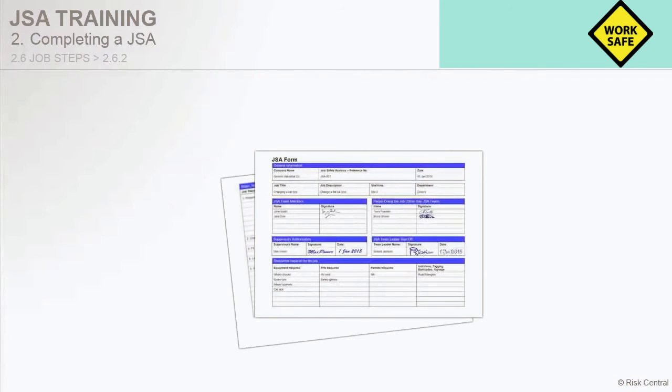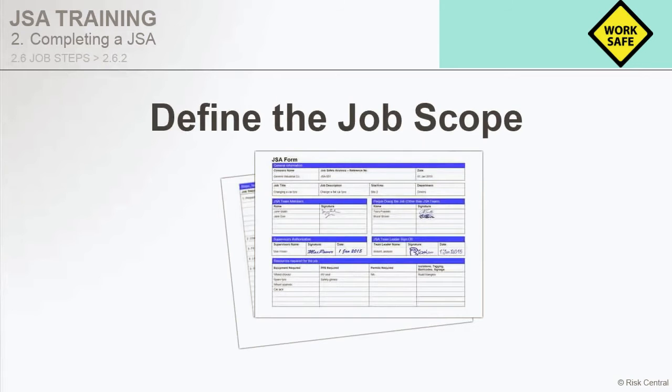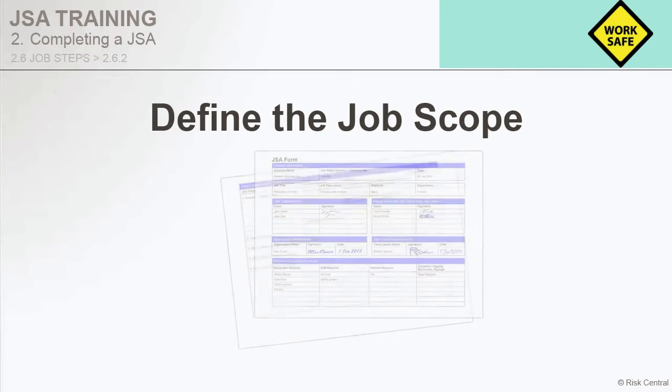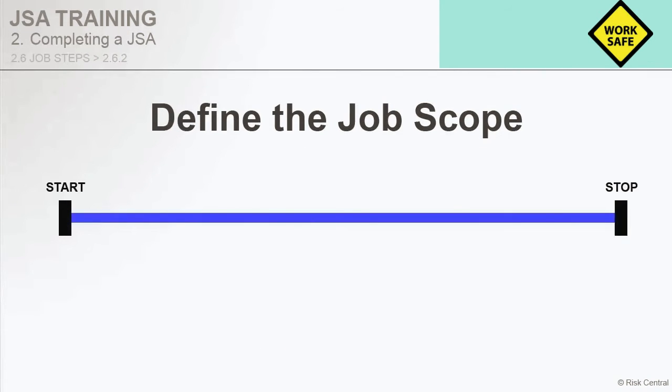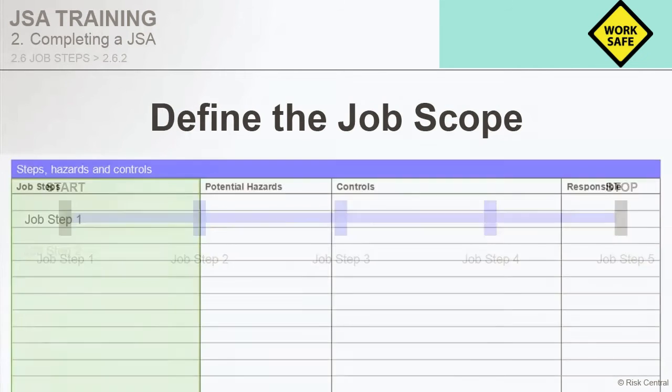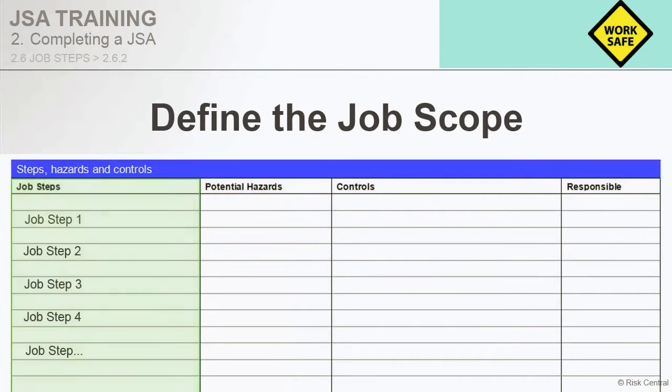The first stage of the JSA process is to define the job which is to be analysed. Where does it start and where does it stop? This is called defining the job scope. Break the job up into a list of small steps in the order in which they occur. Enter each step in a separate row in this column.